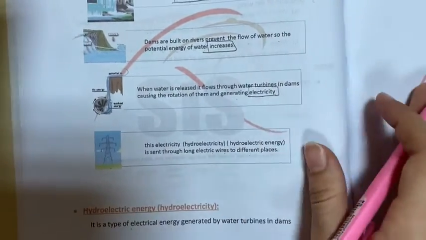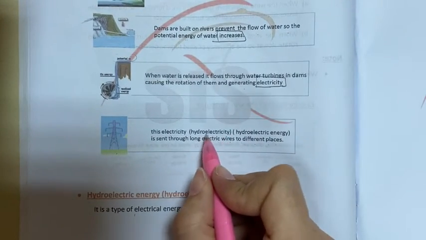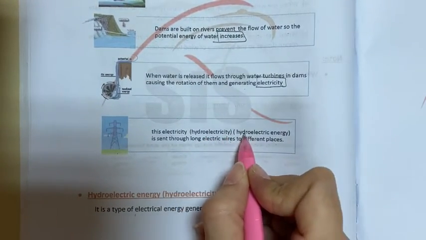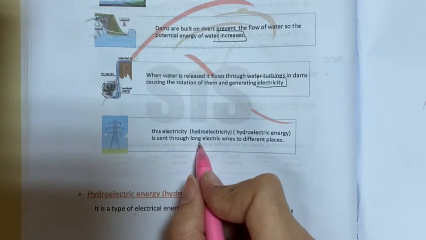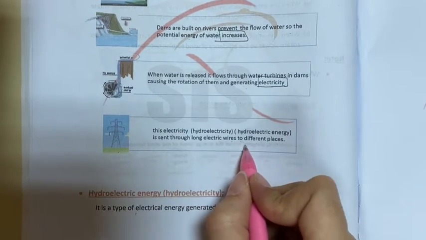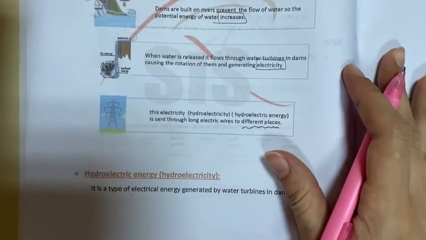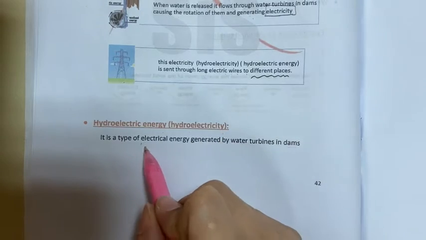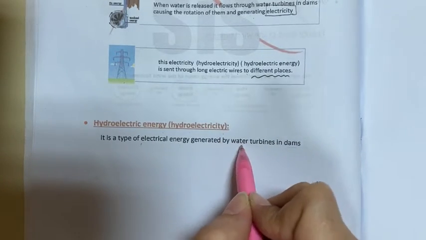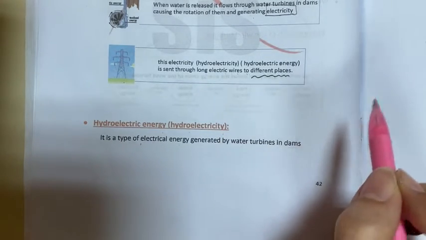This electricity, we call it hydroelectricity or hydroelectric energy, is sent through long electric wires to different places. Hydroelectric energy, or hydroelectricity, is a type of electric energy generated by water turbines in dams.